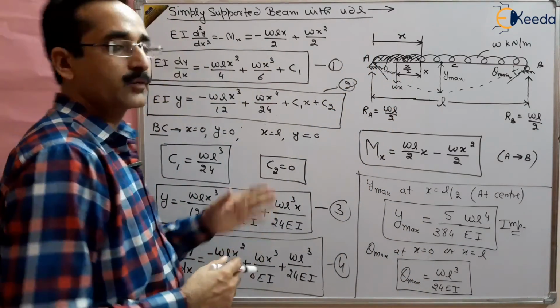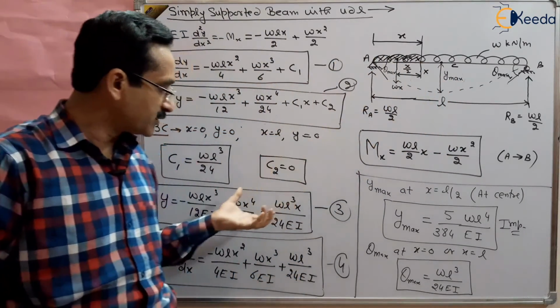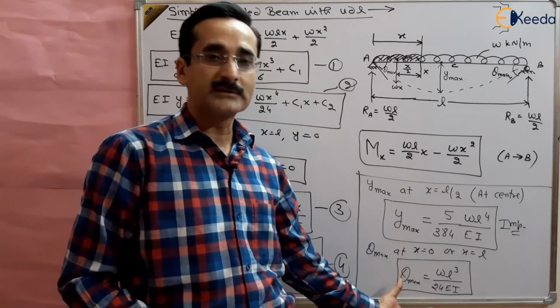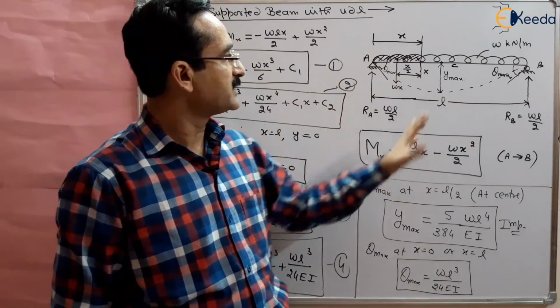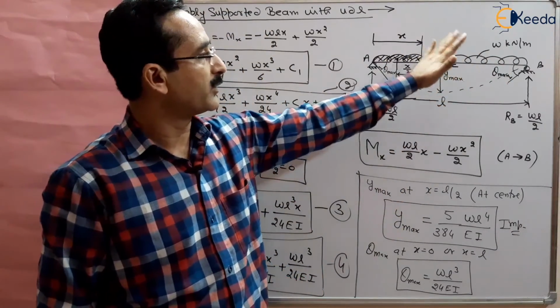So this is how we can obtain the deflection and slope as a function of x, as well as the maximum deflection and maximum slope, using the boundary conditions and the given configuration of this system. And this is a simply supported beam with UDL.